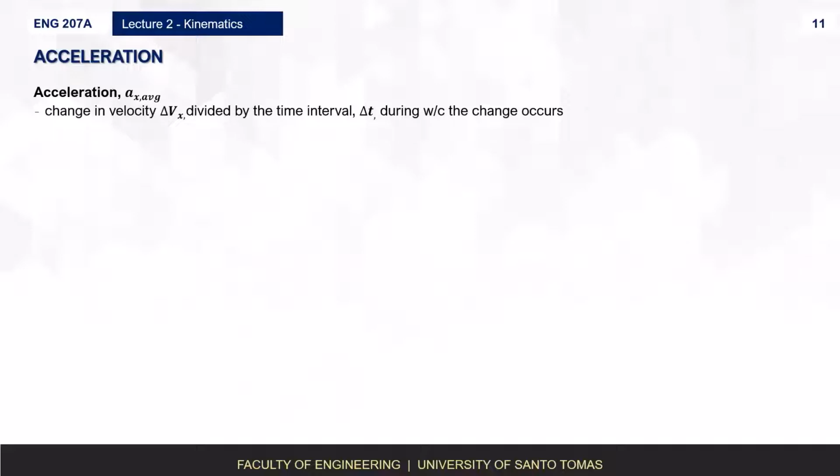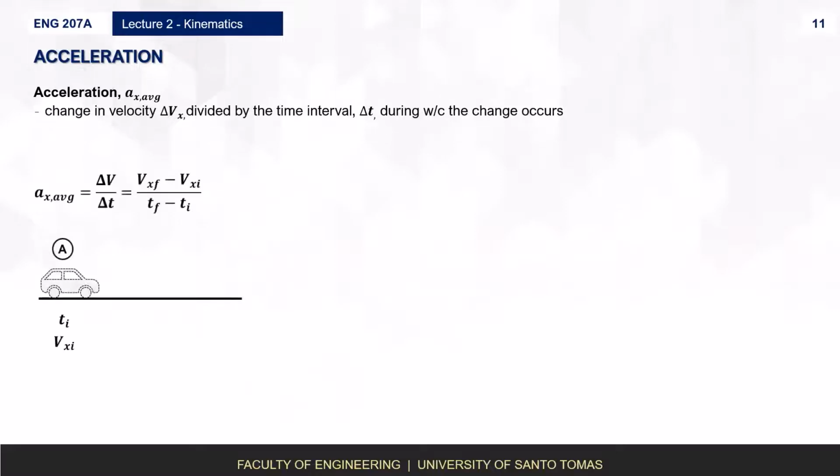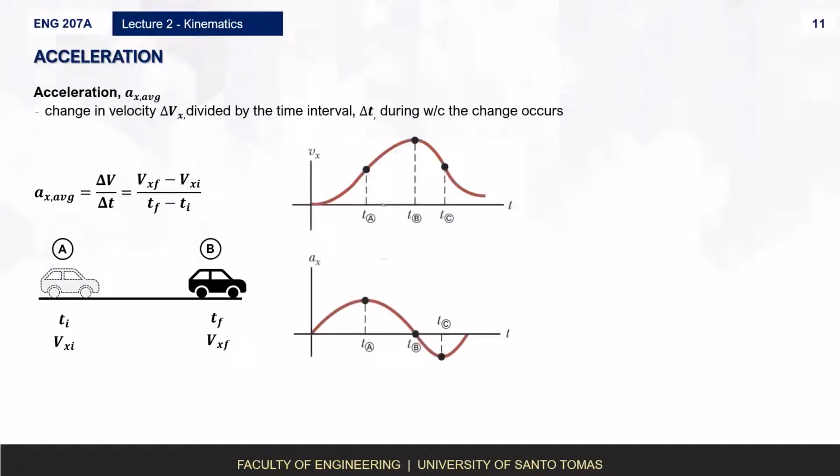Next up is acceleration, which is also a vector. Acceleration is simply the change in velocity over a time interval. By its definition, we can solve the acceleration by dividing the change in velocity over the time interval. To appreciate the relationship between velocity and acceleration, check out this graph shown on your screen.